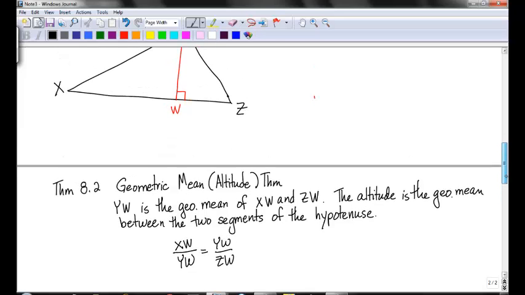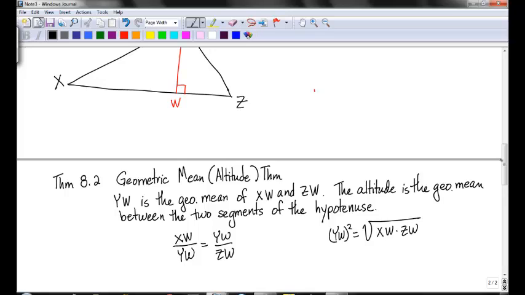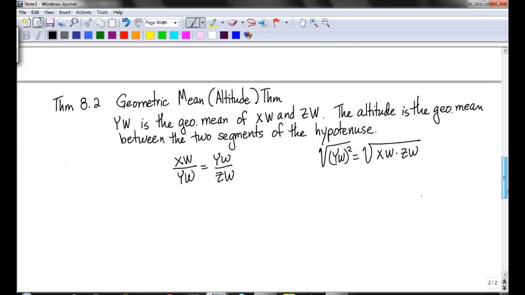Another way to say that, look, if you cross multiplied, you're going to get YW squared equals XW times ZW. So if you look at the picture, this altitude squared is this times this, XW times ZW, and then you take the square root of the whole thing. So you need to take the square root of both sides. Now let's look at an example.